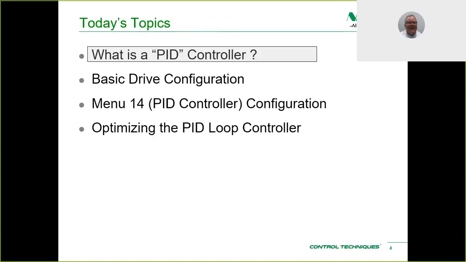Here's today's topics. These are the things I want to talk about or go through today. We're going to define what a PID controller is for those who have not heard of them or not used them. Then we're going to start with basic drive configuration. There's some things that you're going to need to know to set up the drive correctly before we even get to the PID controller. So we'll go through that. And then we'll look at the configuration of the PID controller itself, which is in menu 14. And then once we've got the PID controller working, then we're going to go and look at how to optimize or tune the PID loop controller. So those are the things that I'm going to be discussing today.